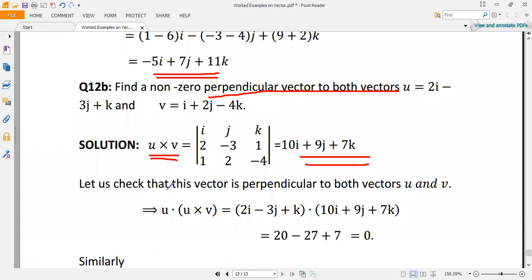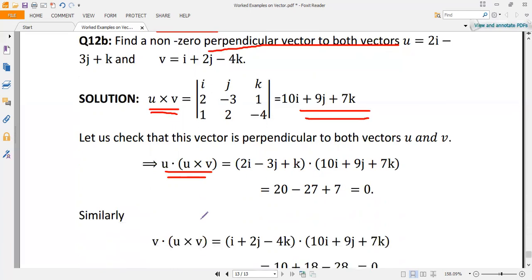Let's check whether it is perpendicular or not. Two vectors are said to be perpendicular if their dot product is what? 0. So u is 2i minus 3j plus k, dot 10i plus 9j plus 7k. So it becomes 2 times 10 is 20, minus 3 times 9 is minus 27, 1 times 7 is 7. So 20 plus 7 is 27, and here minus 27, which is 0, so you can clearly see that the cross product of u and v is perpendicular to u.